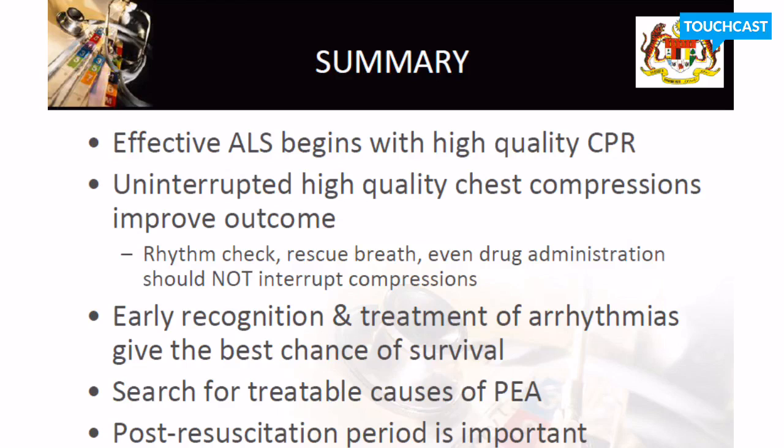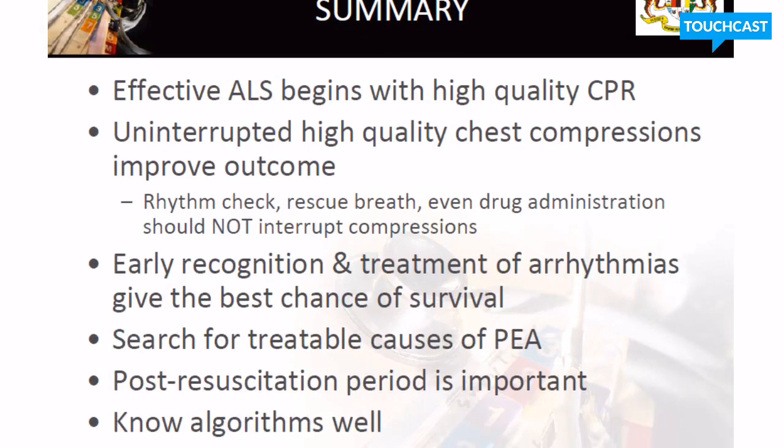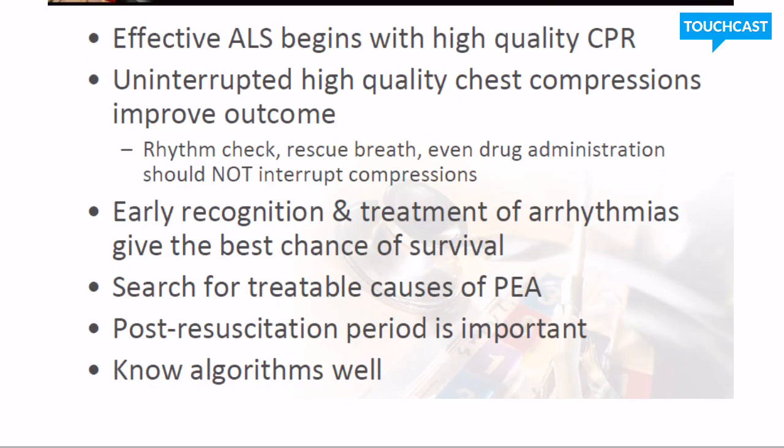So, in summary, effective ALS begins with high quality CPR. Uninterrupted high quality chest compression improves outcome. Early recognition and treatment of arrhythmia give the best chance of survival. Search for treatable causes of cardiac arrest. The post resuscitation period is important. Know your algorithms well.